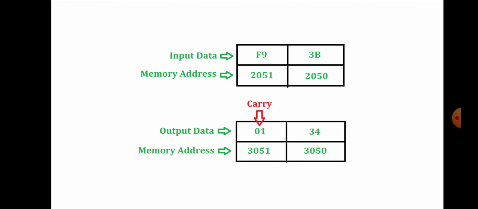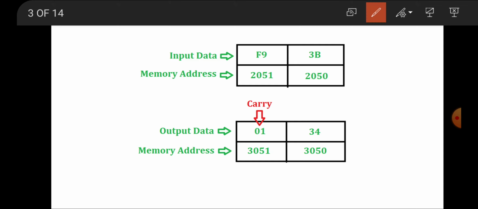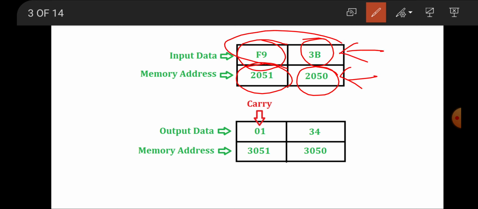Okay, so let's start. Here is a diagram that I have given. The first number is stored at the address 2050, that is nothing but 3B hexa. And the second number is stored at 2051, that is F9. So there are two numbers stored at these address locations. This is the data and this is the address location.